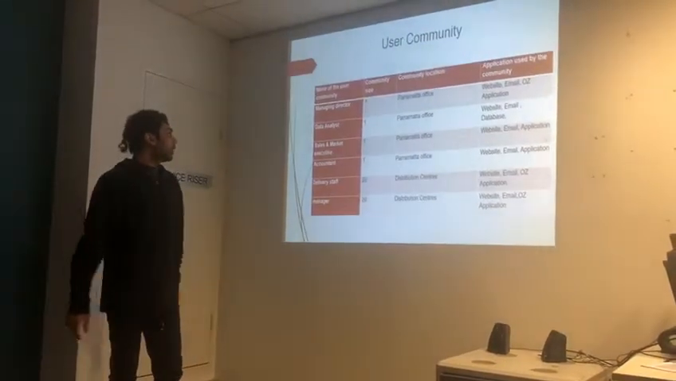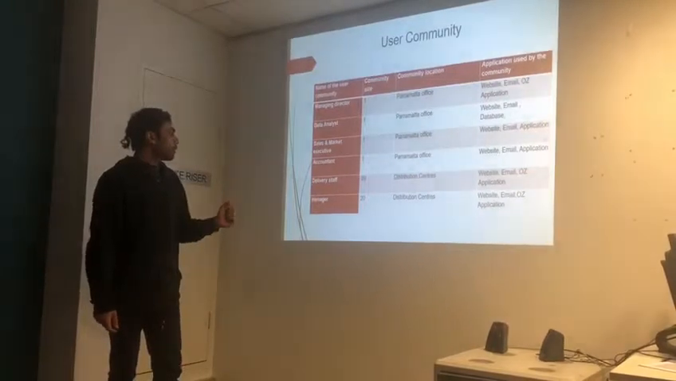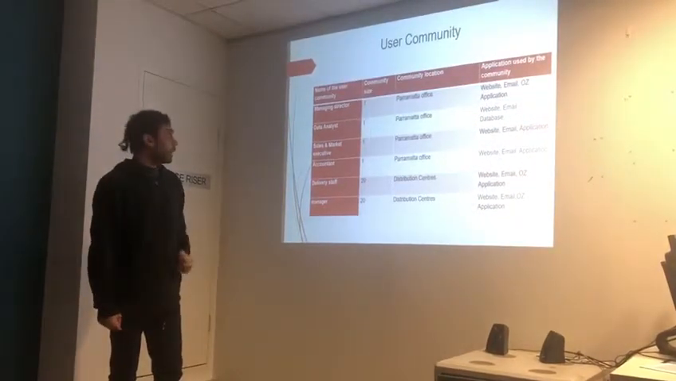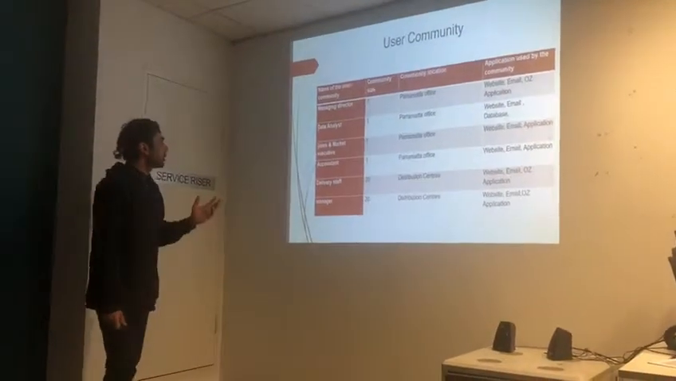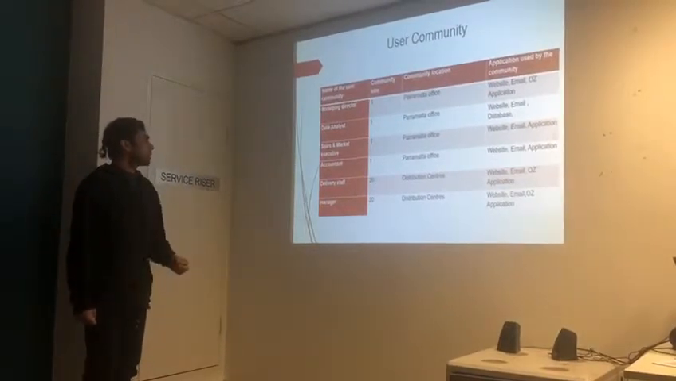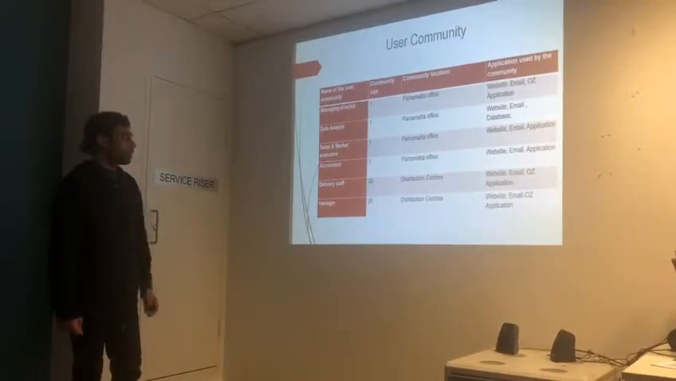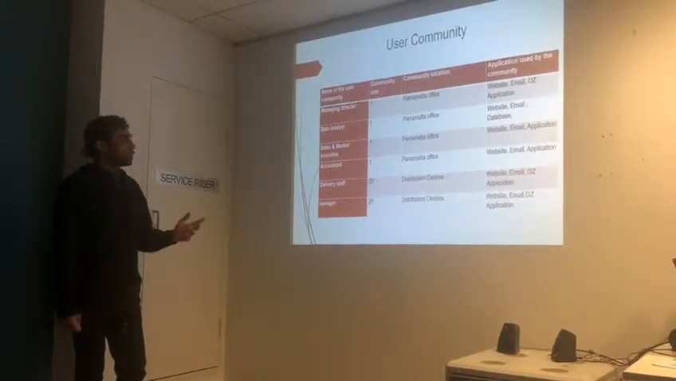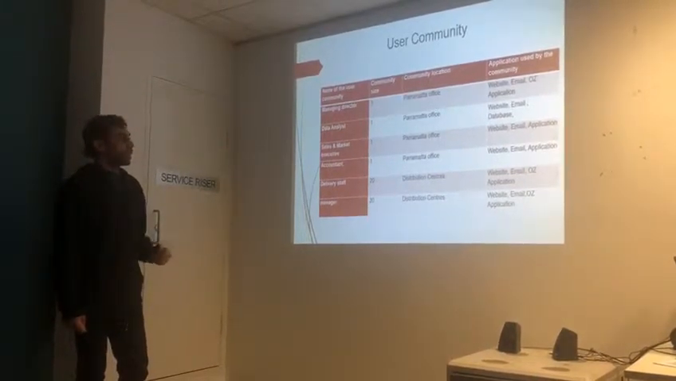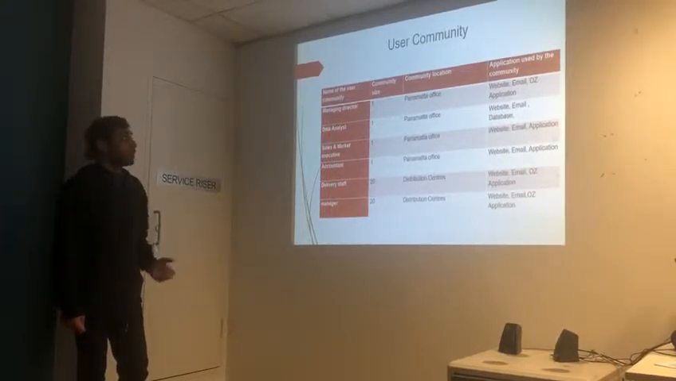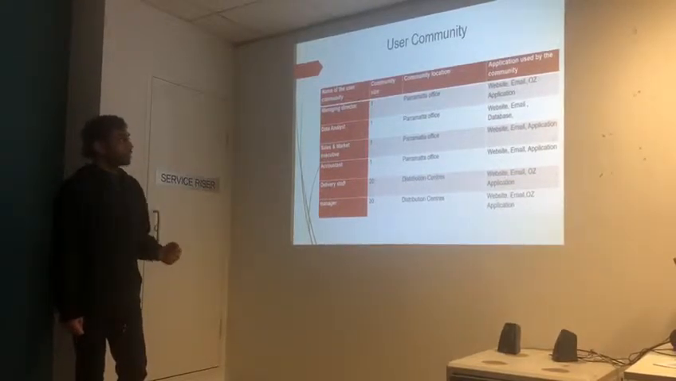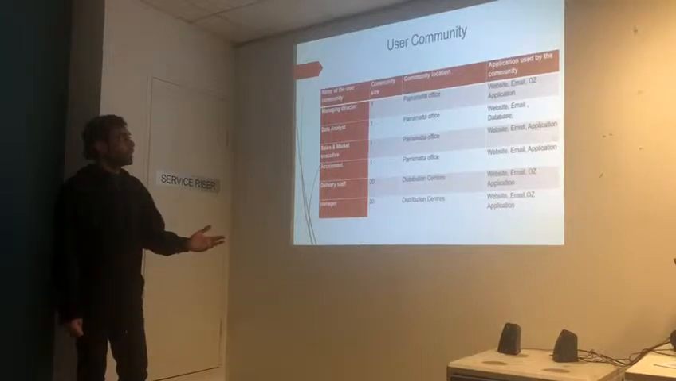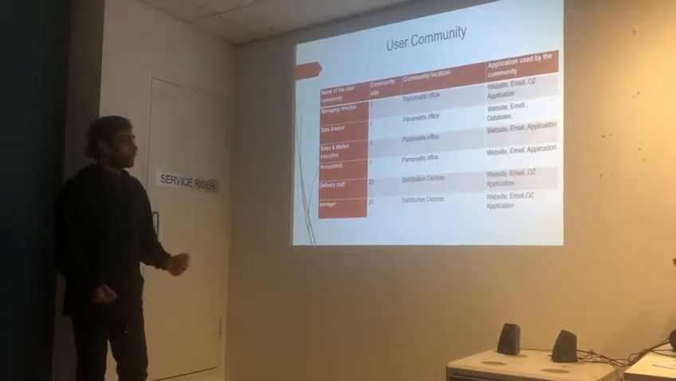In the user community, there are 44 people, 4 of them located at the Parameter office, which includes the managing director, data analyst, sales and marketing executive, and accountant. And a manager and a delivery staff at each of the 20 distribution centers located at various places in New South Wales. They are going to use applications such as the website application, email application, and OZ Dispatch application.